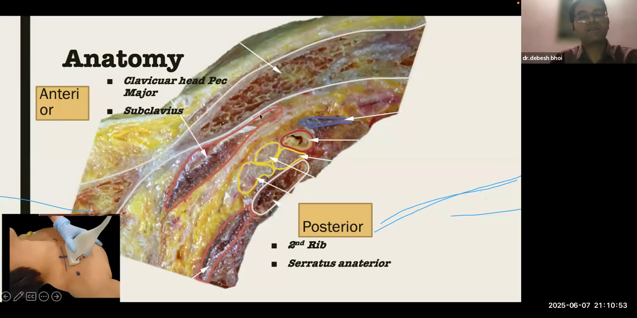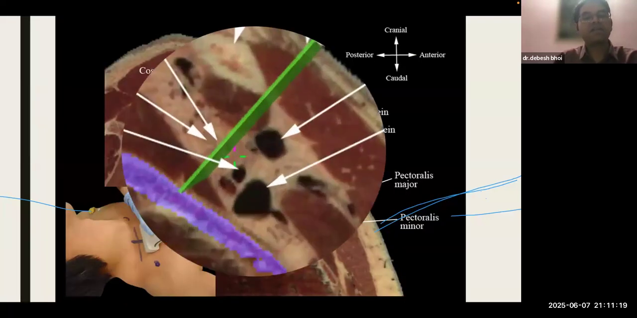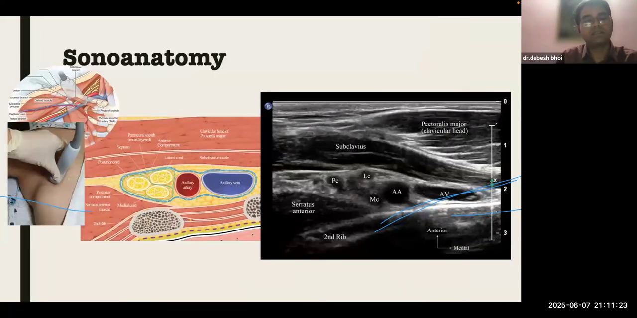The costoclavicular space is the space surrounded by these structures: anteriorly you can see the clavicle, the pec major and subclavius, and posteriorly you see the second rib and serratus anterior muscle. Identify these, and the space is the costoclavicular space. Here you can see the cords are arranged in a more dense, more clustered way, so if you direct the drug to this area, obviously the effect will be more, or less volume is needed.